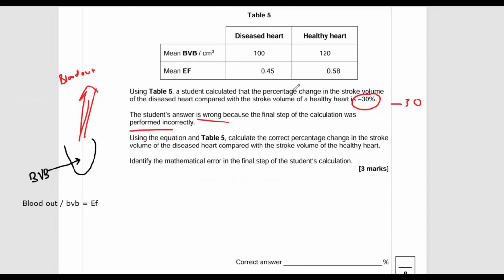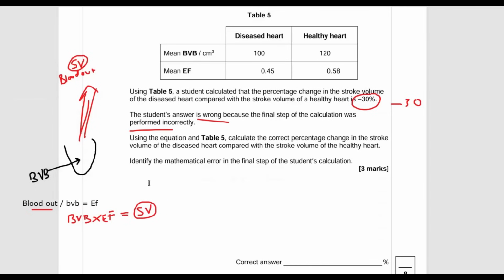Now, the table doesn't tell us the blood out, but we have the proportion of the blood out, the ejection fraction, EF, and we have the total amount of blood in the heart. So we can work out the amount of blood that went out. When I say blood out, of course, I mean SV, stroke volume, which I'm circling here. So what we're going to do is rearrange this equation. Blood out divided by total blood volume equals ejection fraction. So if I times ejection fraction by BVB, I'm going to get the stroke volume or the blood out. Okay, so that's going to give me the stroke volume.